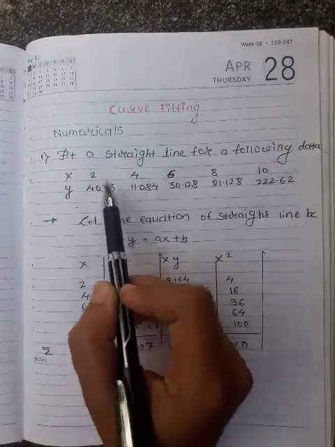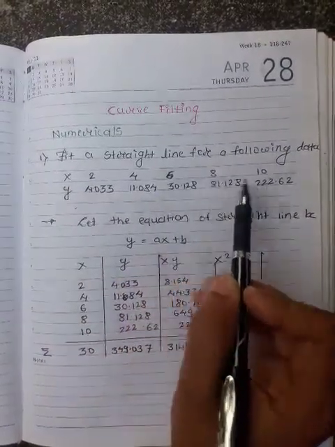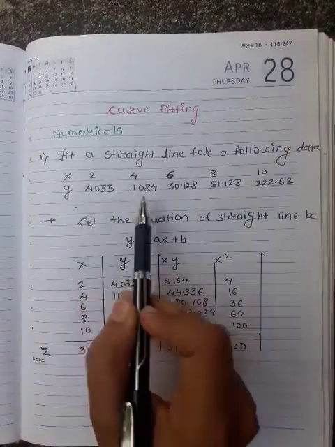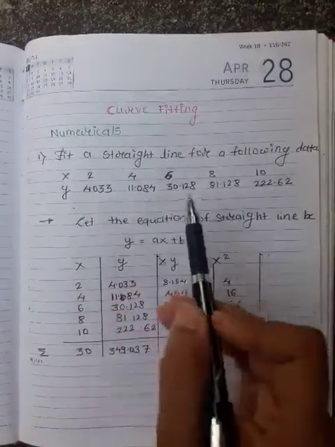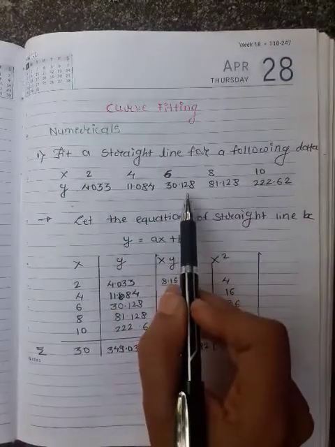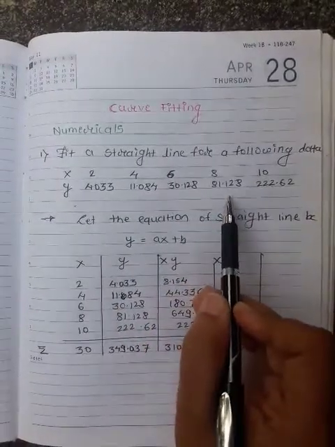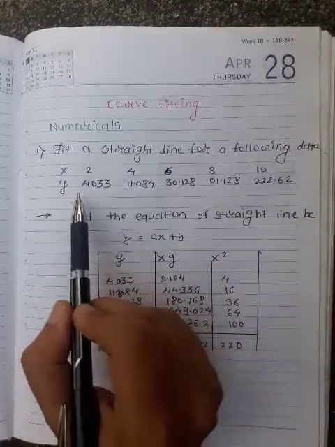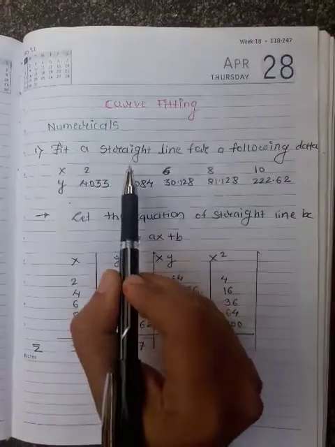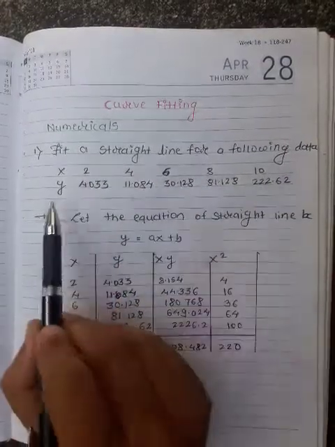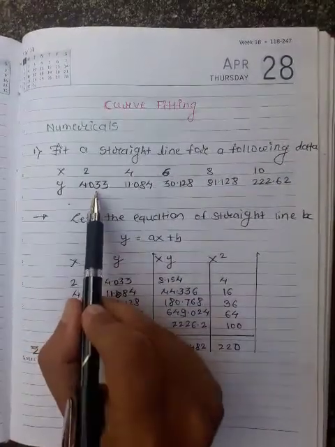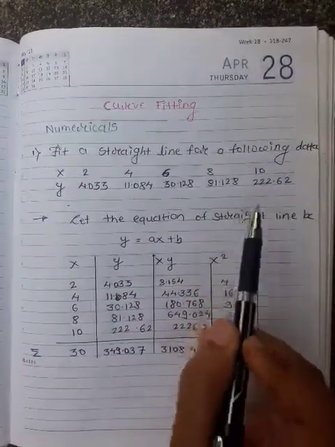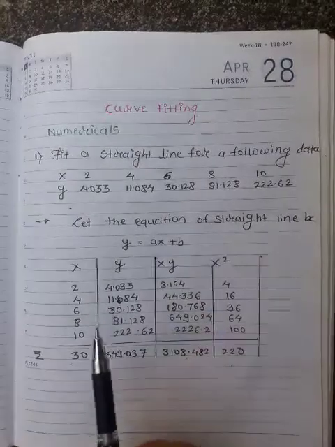x is equal to 2, 4, 6, 8, 10 and the y coordinates are 4.033, 11.084, 30.128, 81.128 and 222.62. So what is given to you? x and y, these are nothing but the values of x1, x2, x3, x4, x5. Similarly for y, these are the values of y1, y2, y3, y4 and y5. So by using these values we have to solve the numerical.